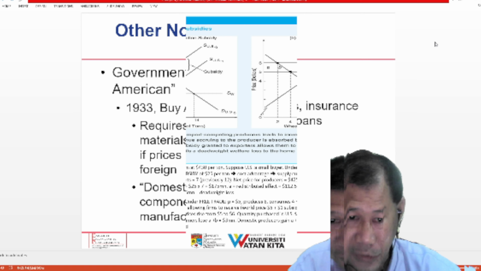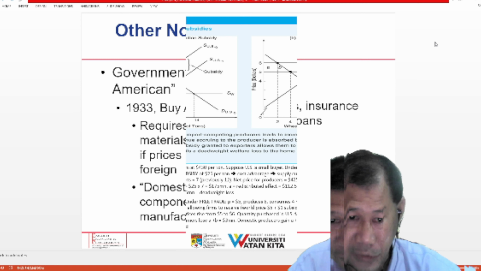Government procurement policies. Now let's go to other non-tariff barriers. Government procurement is another type of non-tariff barrier to trade. The government has a policy to buy from certain countries, or to buy according to whatever requirements they have. So let's look at Buy American here.